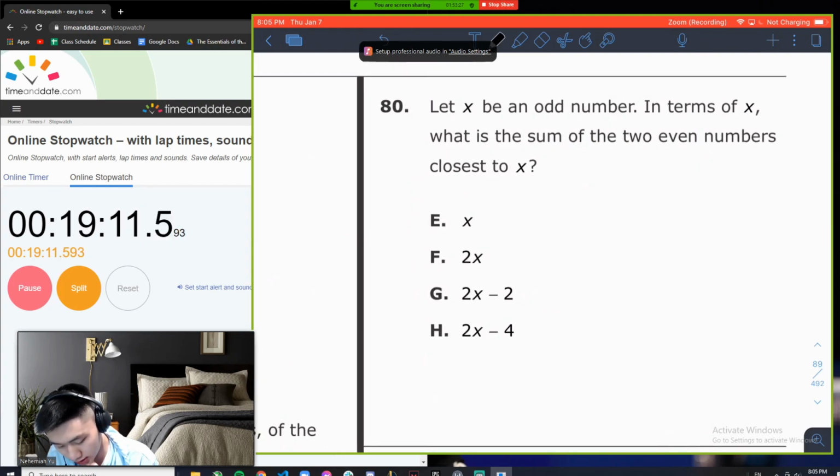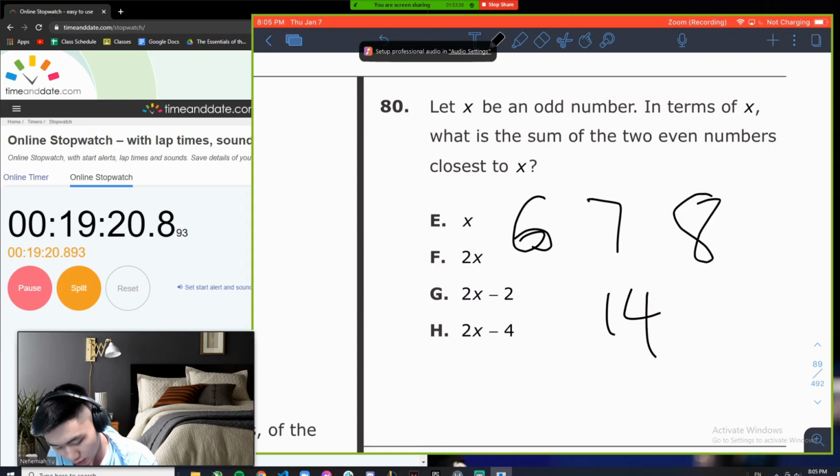Well, you can just use an example. So let x be an odd number. Well, 6 and 8 are the next ones. The sum of that is 14. So obviously 14 is double that, so it's 2x.